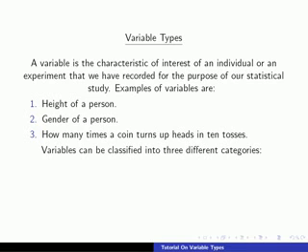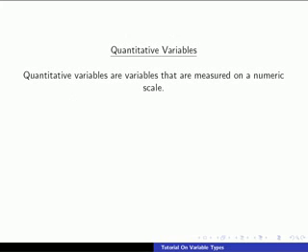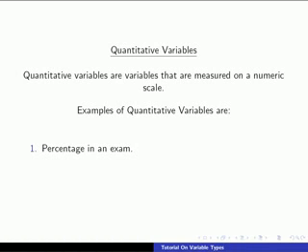So there are three different types of variables that we're going to have a look at, and these are quantitative, categorical, and ordinal. The first one we'll look at is quantitative variables. We can say that a variable is quantitative if what we're recording can be measured on a numeric scale. So examples of quantitative variables are our percentage mark in an exam, a person's age, or how much we earn in a month.